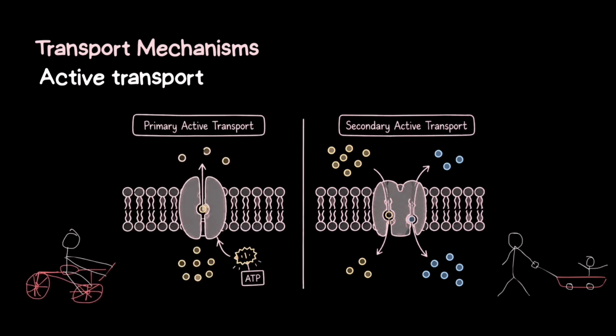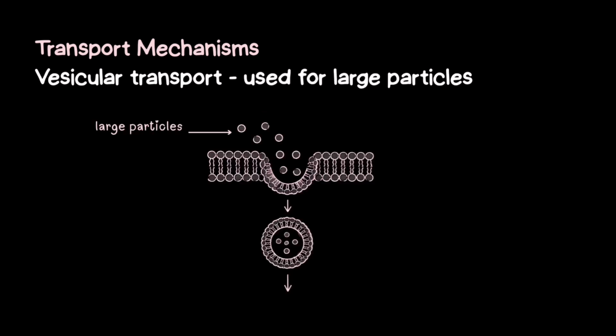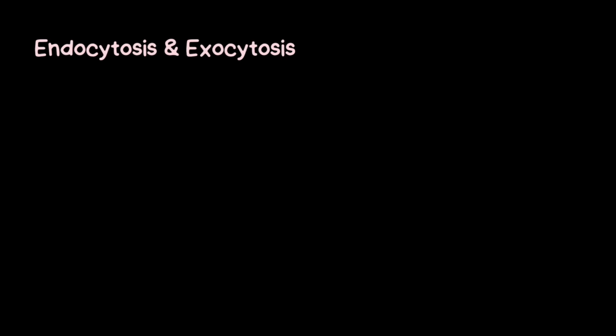Let's move on to the other one, vesicular transport. Vesicular transport is used for very large materials. The cell uses vesicles, tiny bubble-like sacs, to carry these materials. The vesicle is basically a small bubble made of phospholipid bilayer, just like the cell membrane itself. There are two types of vesicular transport, endocytosis and exocytosis.